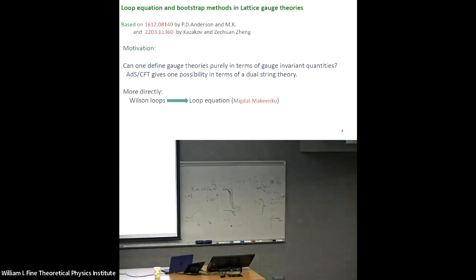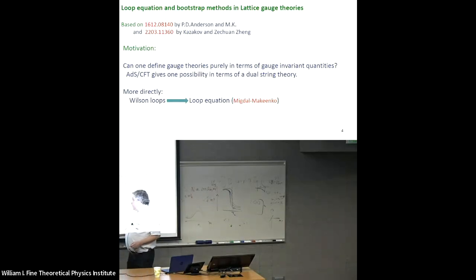So what do we do in lattice gauge theory? I'm going to describe this older paper we wrote, and then mention the new results of Kazakov and Zheng that improve very much on what we did and make this more realistic. The motivation, as I said, is: can one define a gauge theory purely in terms of gauge invariant quantities? AdS/CFT gives a possibility in terms of a string theory, but I want to consider the most standard version: can we define it as a theory of Wilson loops?